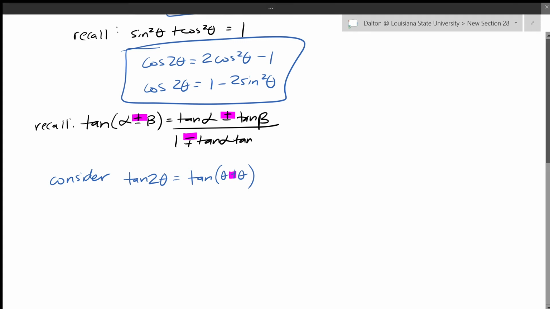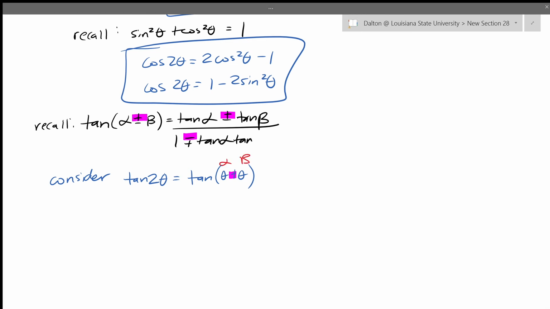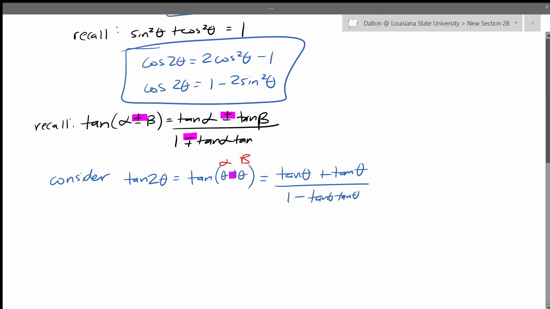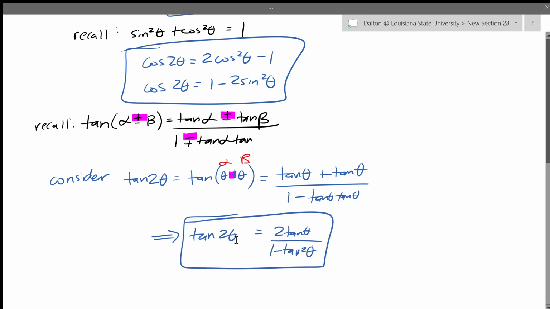So again, if my first theta is considered as alpha and this one's beta, essentially I'm plugging in theta everywhere, right? So then this could be rewritten as tangent of theta plus tangent of theta all over 1 minus tangent theta tangent theta. And then if I simplify this, tangent plus tangent is 2 tangent theta over 1 minus tangent squared theta. So that's what the double angle identity for tangent is. Tangent of 2 theta equals 2 tangent theta over 1 minus tangent squared theta.